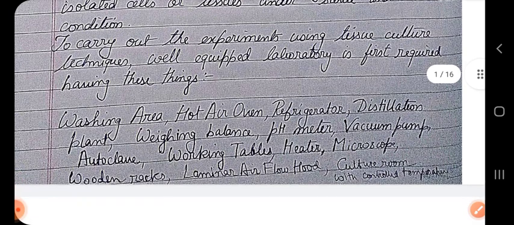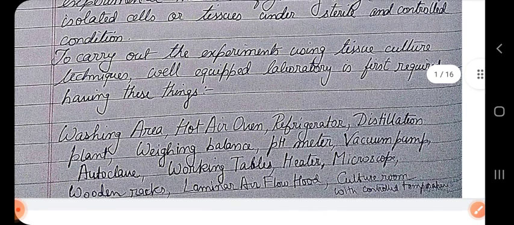Then we require a vacuum pump. A vacuum pump is specially required for filtering the liquid media. If you are culturing single cells or small clusters of cells, not tissue, then we can use a liquid media, and that type of culture is called suspension culture. Because the cells are suspended in the liquid medium, for that we need a vacuum pump. A vacuum pump is required for filtering the liquid media, sugar solution through the filter apparatus using air suction.